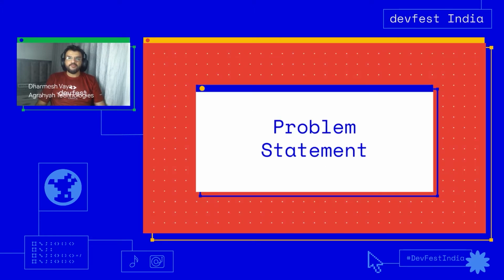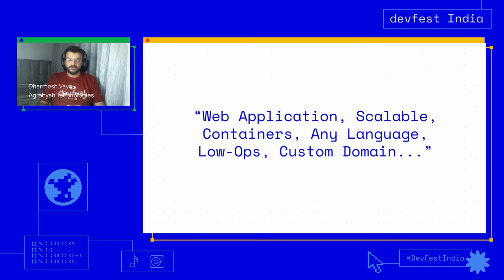So let us start by defining the problem statement for today's talk. What we have is a web application. I want it to be scalable. I want it to be containerized. I can write it in any language, and I should not worry about its operations. It should be low ops. And I might also need a custom domain to be connected.